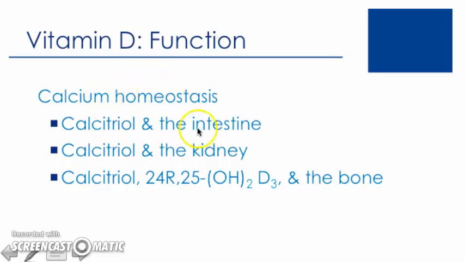So we see overall at the level of the intestine, active vitamin D or calcitriol will increase calcium absorption. At the level of the kidney, calcitriol is going to increase calcium reabsorption and decrease calcium excretion. And then at the level of the bone, calcitriol is going to increase the demineralization of bone, thus freeing calcium from the bone so that it can enter the bloodstream. So each of these effects promotes an increase in serum calcium levels when serum calcium is low.